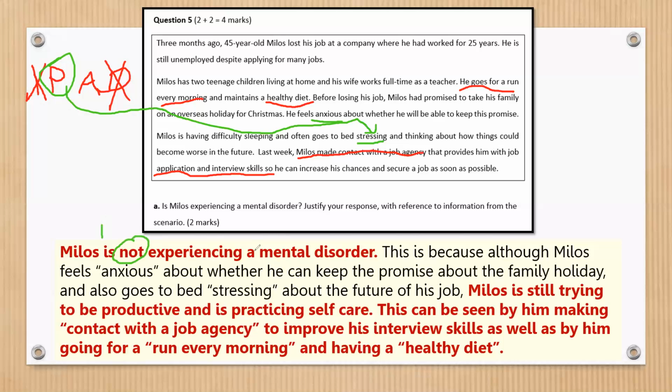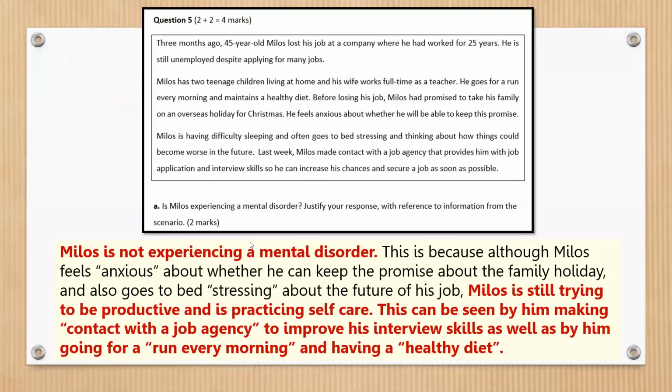I get 1 mark for that and 1 mark for justifying why, which is basically what I wrote in the red here. Okay, so you don't even need to mention multiple reasons. Just mention one reason why you think he's not experiencing a mental disorder, and that should be more than enough. This is just to show you the range of options or range of answers that could be there.